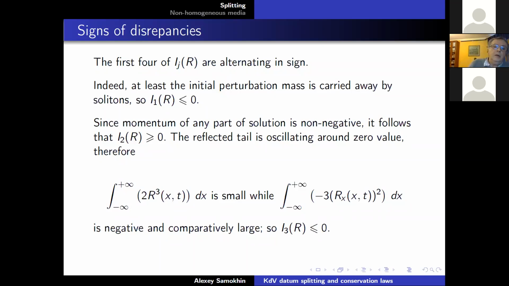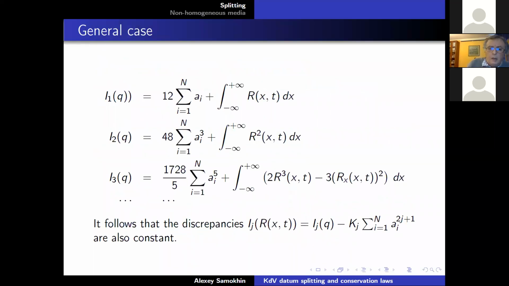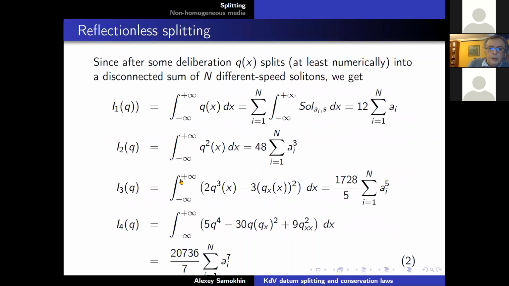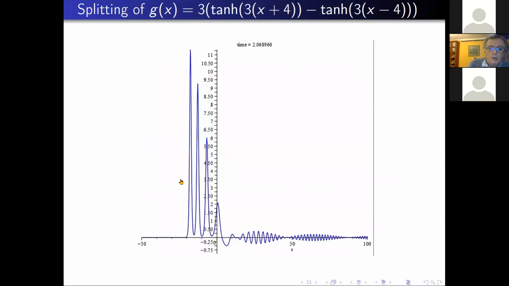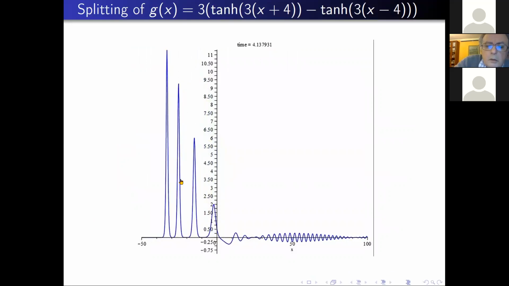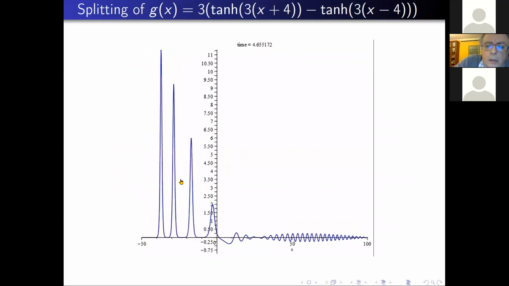To see why the fourth discrepancy is negative, I'd like to show once again how the reflected wave is made. It is almost harmonic, or packets of harmonic oscillation.